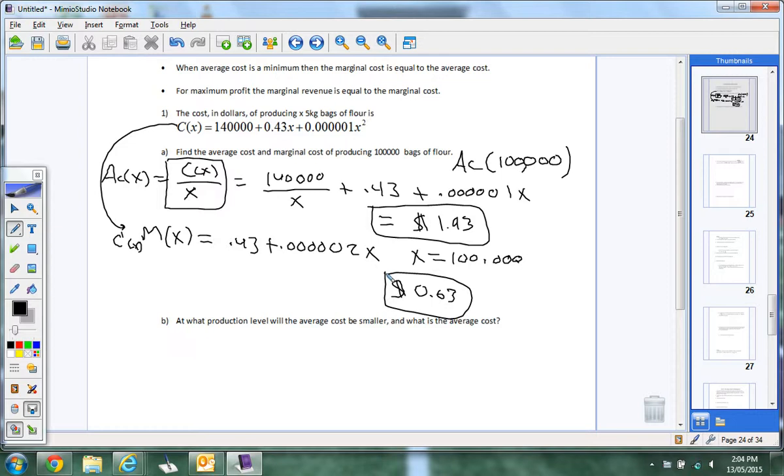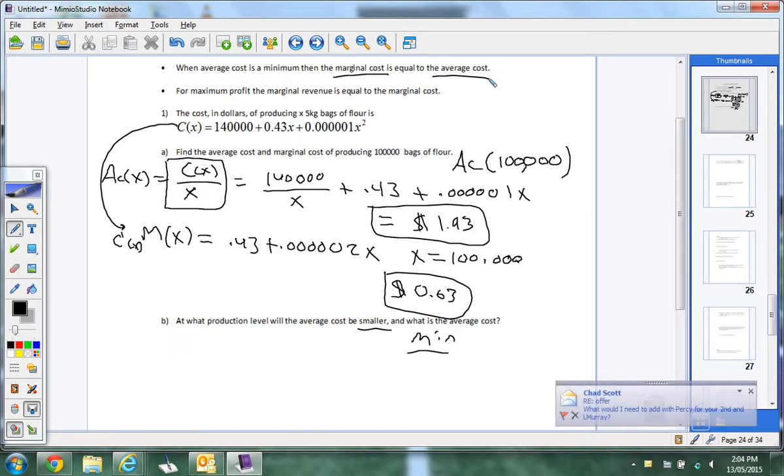Okay, at what production level will the average cost be smaller, and what is the average cost? So for this one, smaller means we should think minimum. Okay, we're looking for smallest, so this makes us think we're talking about a min. And then the directions at the top: we're looking for a min, marginal cost equals average cost. So what we're going to do is set them equal to each other, the two equations here. This equal to this guy.